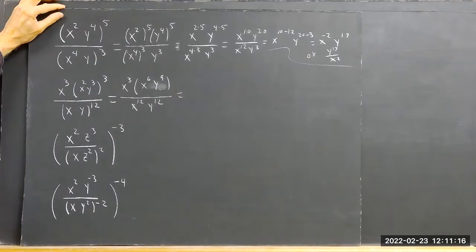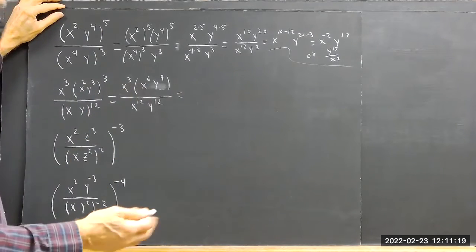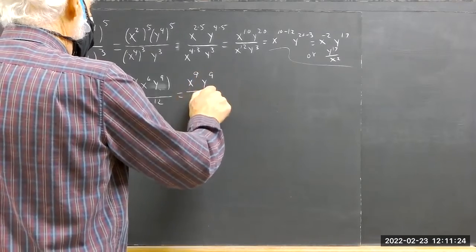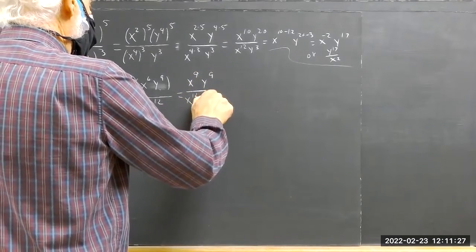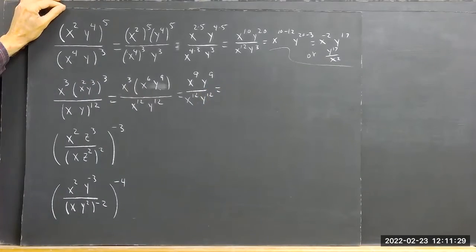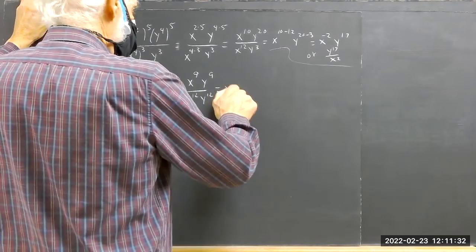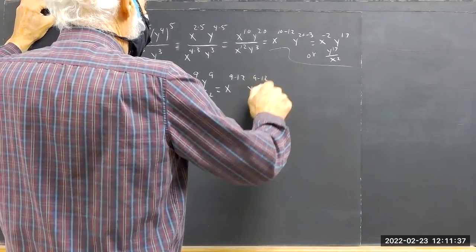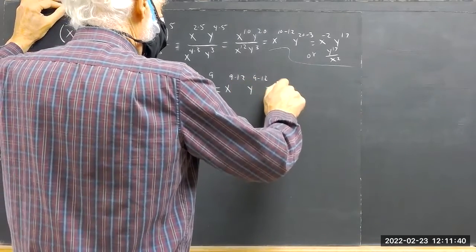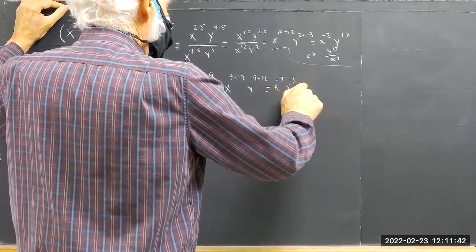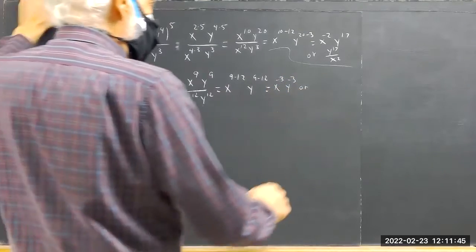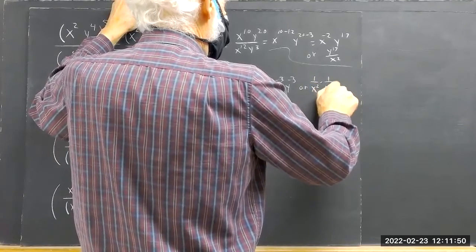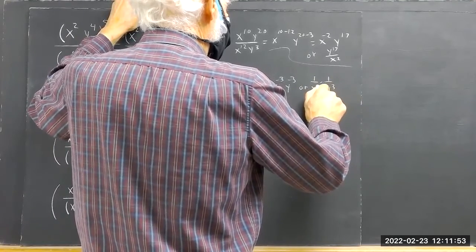Okay, well, x to the third times x to the 6, you know perfectly well, is x to the 9th. You got x to the 9th, y to the 9th, over x to the 12th, y to the 12th, which is x to the 9 minus 12, y to the 9 minus 12, which is x to the negative 3, y to the negative 3, or 1 over x cubed times 1 over y cubed.